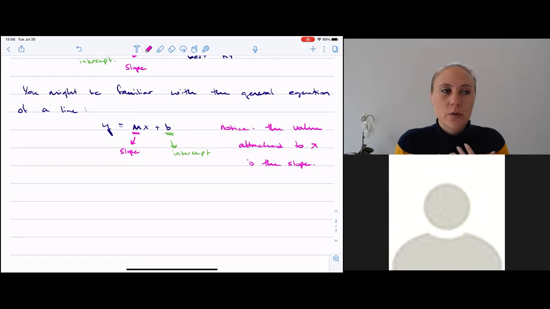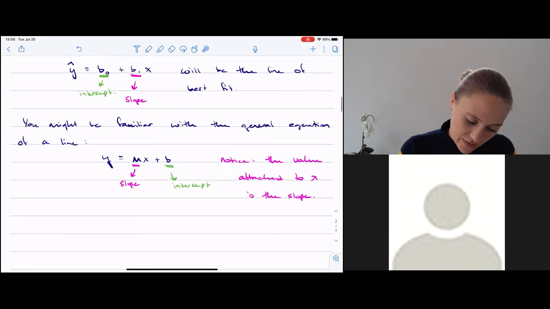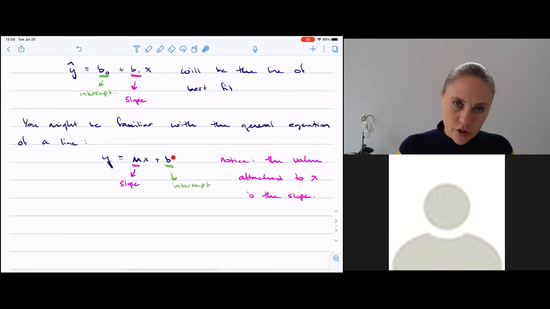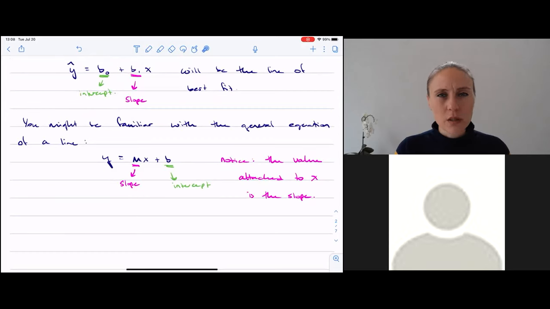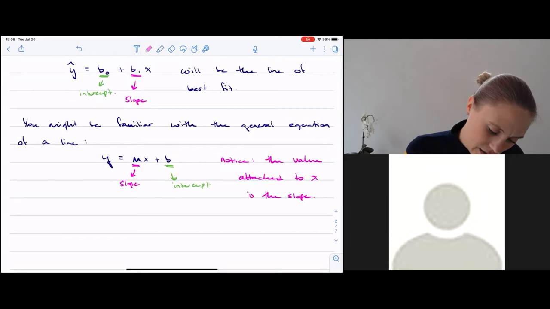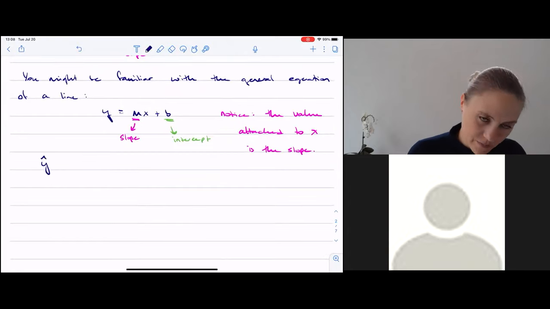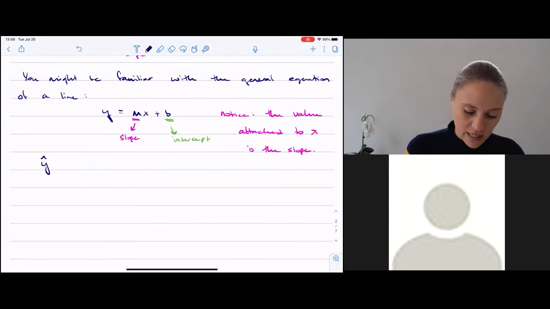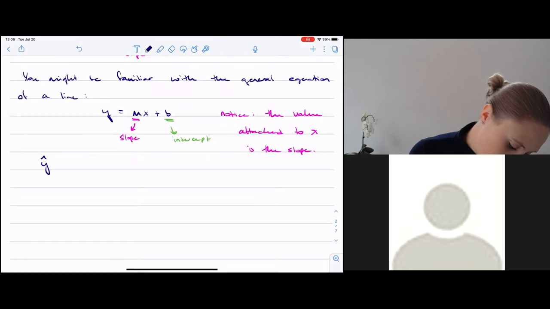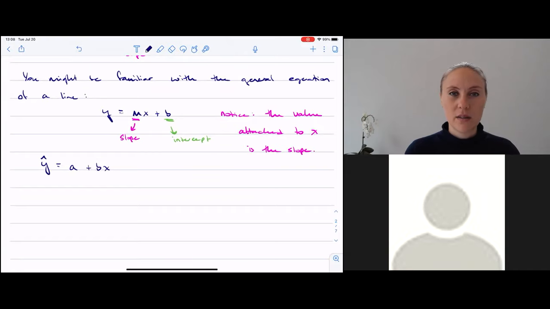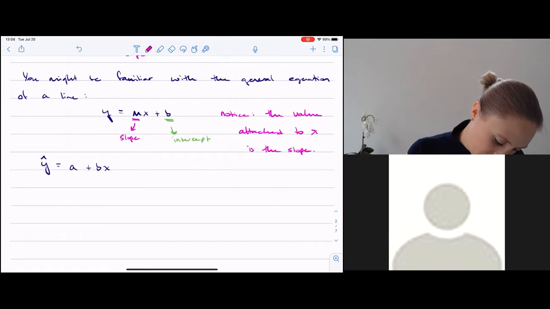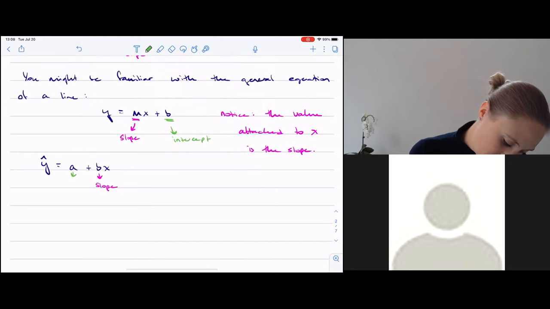so that's the general equation of a line, but you can see here that there's this kind of symmetry. You can even do something weird, like you could even do y hat, because now I'm talking about a predicted line, or just y if you want, is a plus bx. Right? Think about which one would be the slope. Well, here b is the slope and a is the intercept, right?